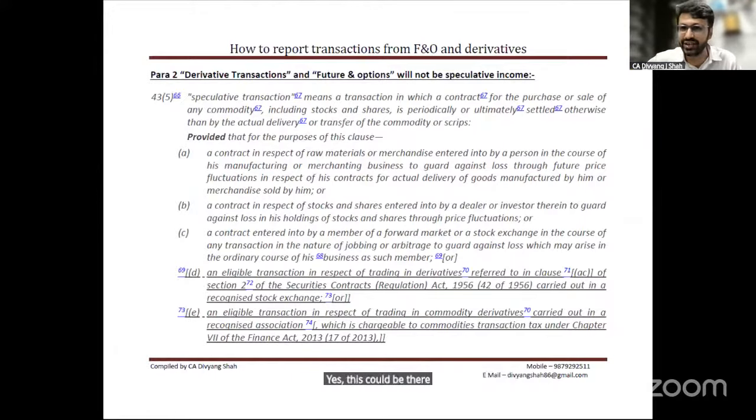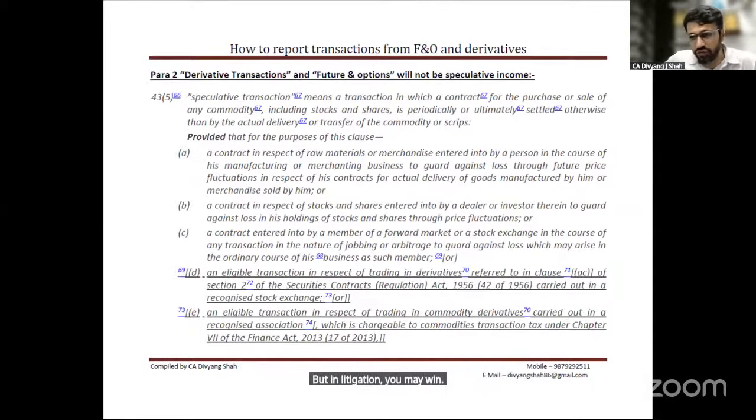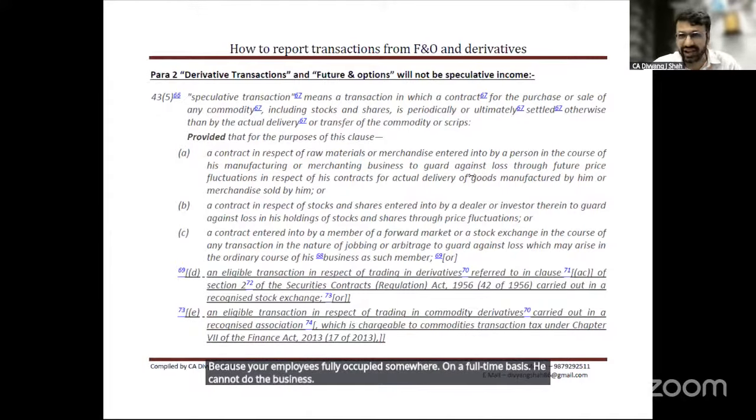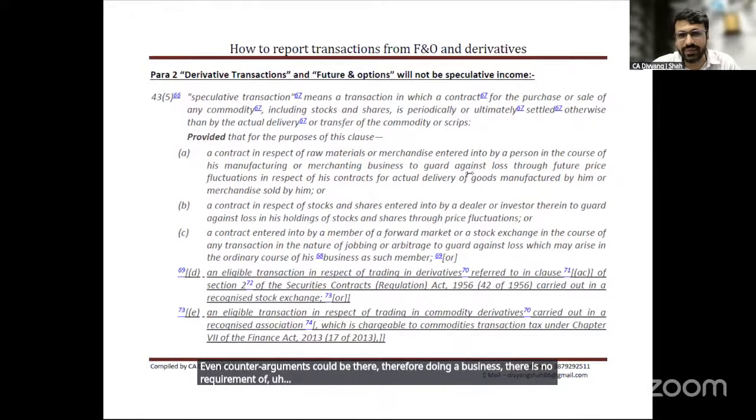So first of all, let your client know that it is a debatable issue. Litigation could be there, but in litigation you may win if you are offering it as a capital gain. Why? Because your employee is fully occupied somewhere on a full-time basis, so he cannot do the business. Even counter arguments could be there: for doing a business, there is no requirement of attending the business by myself, another person can also handle my business. There could be counter arguments, but it is a continuous process.